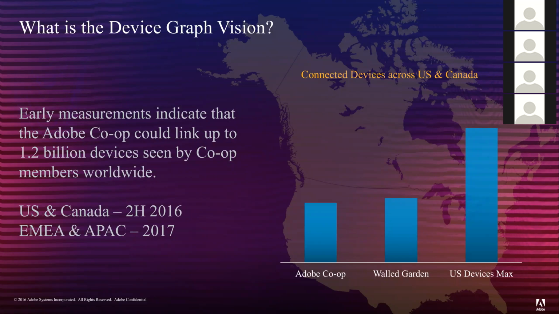In terms of the roadmap for it, I can tell you already, one of the exciting announcements at Summit 2017 is going to have to do with the device co-op moving outside the United States. Right now, we're hoping to move into EMEA and APAC in 2017. There's a lot of legal work being done to help make that work in various countries right now.